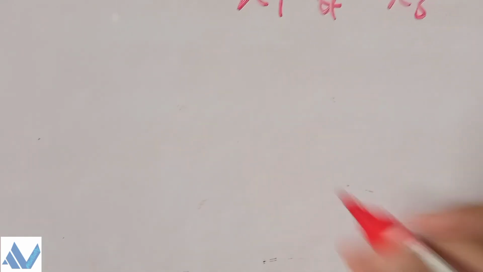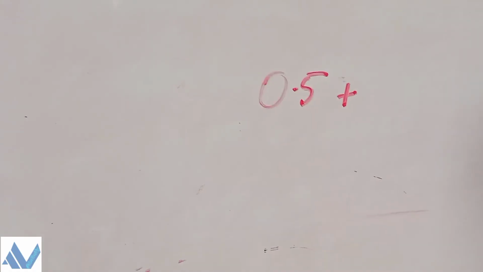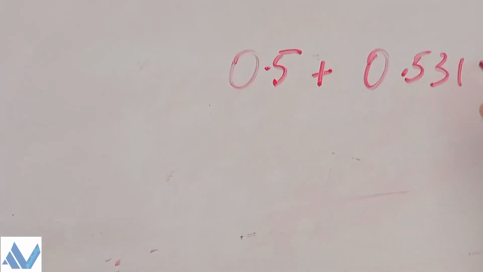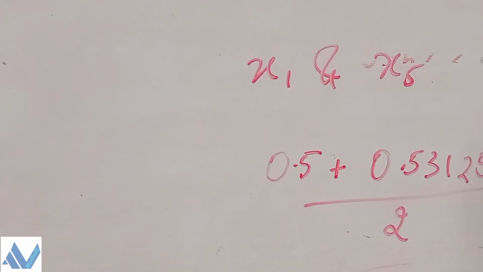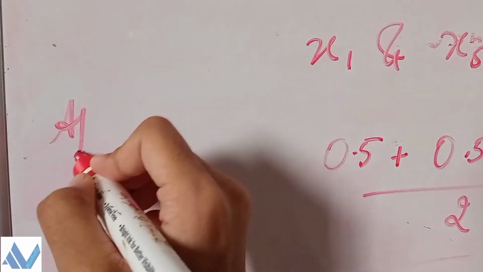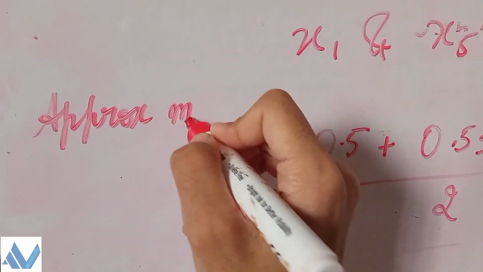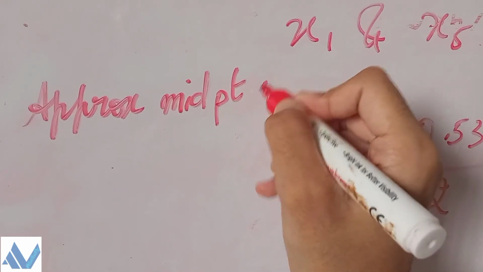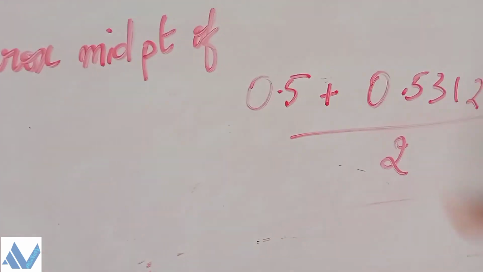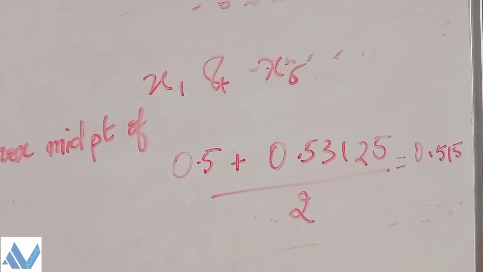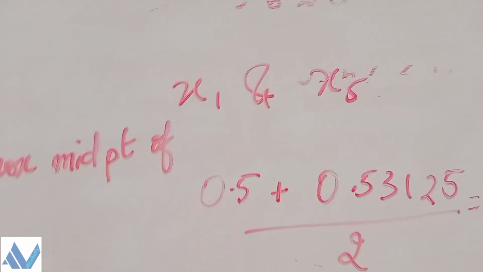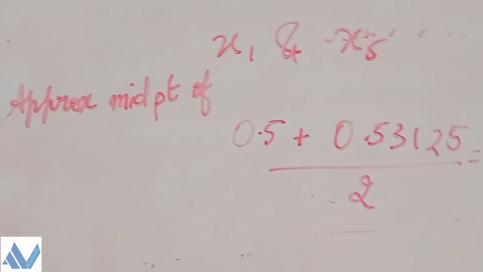So the root lies between x1 and x5. Therefore 0.5 plus x5 value, 0.53125, by 2. This will be the 5th iteration, and the approximate value you have to write the statement as the approximate midpoint of x1 and x5 is this, which is 0.0515. So your answer ends here. When they tell you to take 5 iterations, this is the method.